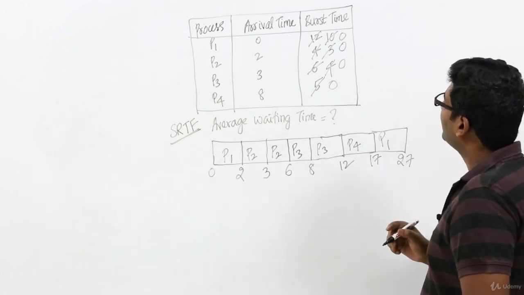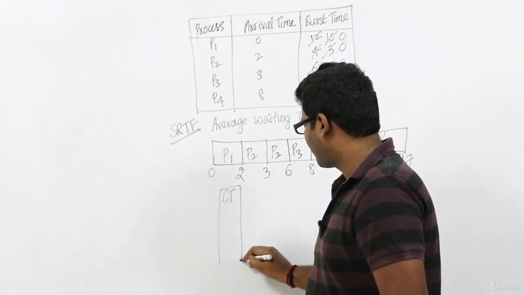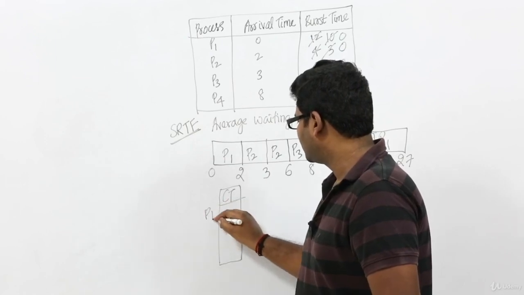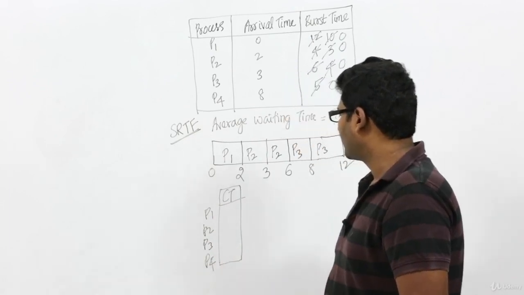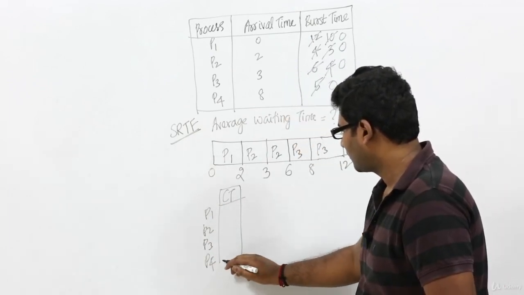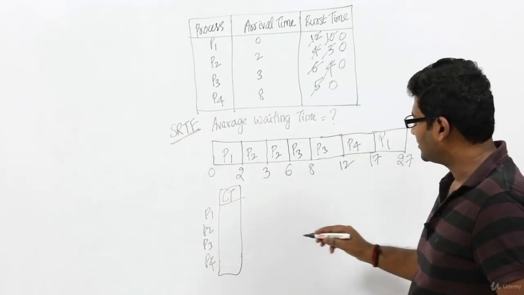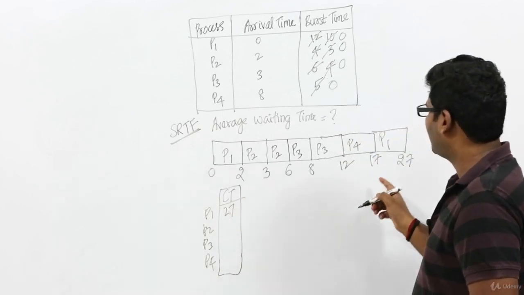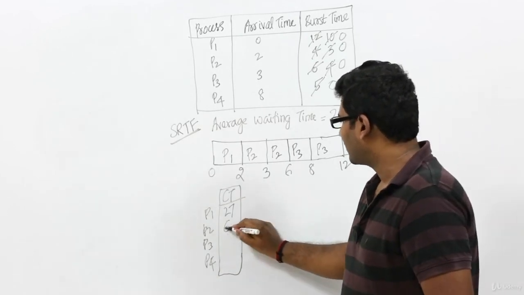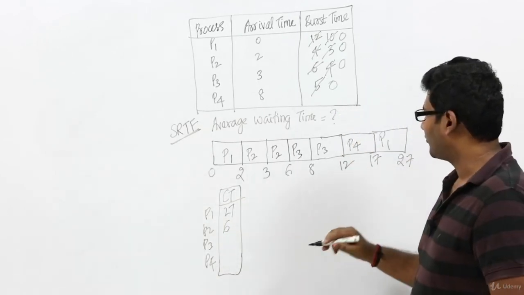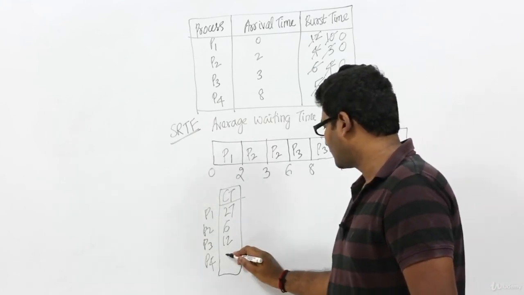Now let's compute one by one. Let's compute the completion time. This is P1, this is P2, this is P3 and this is P4. Completion time of P1 is 27. Completion time of P2 is 6. Completion time of P3 is 12. Completion time of P4 is 17.